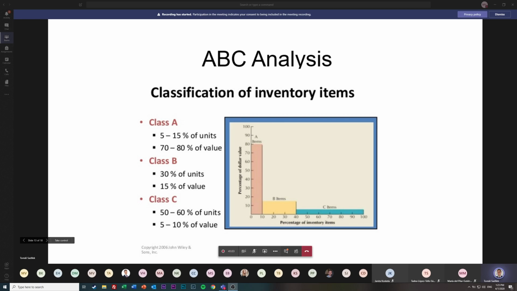But let's take one example together. Maybe it would be better to understand how it is in reality. So please open the file CS4 BCG. This is the Excel file we used last week, and we will do one task there about the ABC analysis.